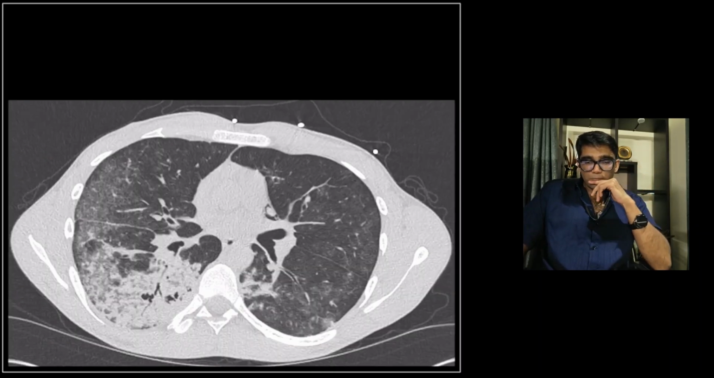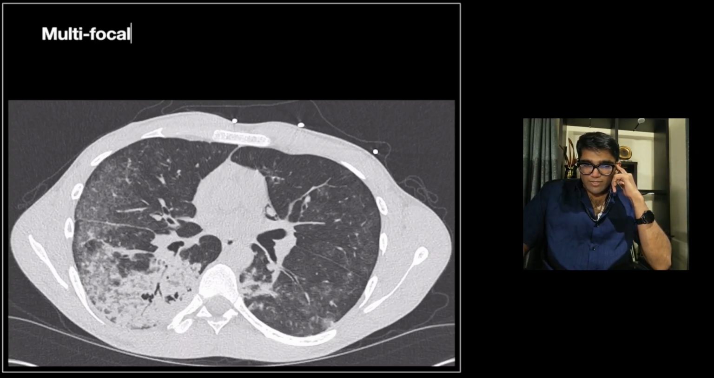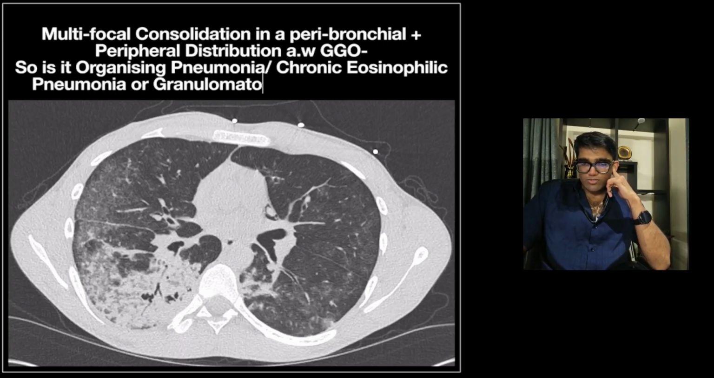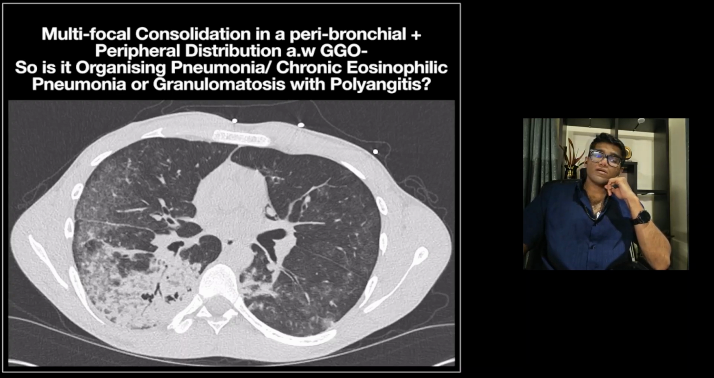Okay, now I presume many of you would have already seen this axial section multiple times in my videos. This is a multifocal consolidation with a peribronchial distribution associated with some surrounding GGOs. Now, as I have discussed already, a lot of pathologies could technically explain this type of imaging pattern. So it could be organizing pneumonia, that shows a peribronchiovascular pattern. Chronic eosinophilic pneumonia, again, both are not radiologically different. You cannot differentiate between them radiologically. Or it could even be granulomatosis with polyangiitis.